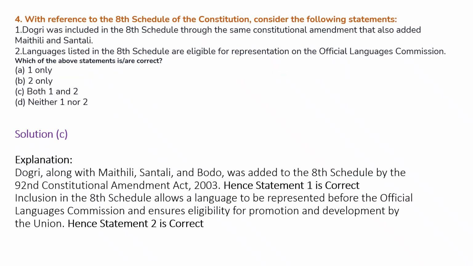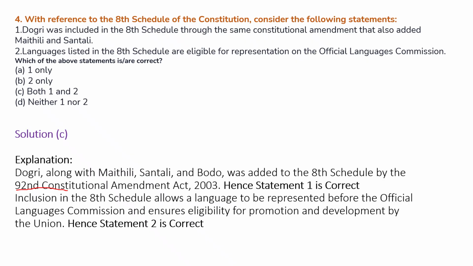So the correct answer for this question is option C, that is both the statements are correct, and Dogri was included in the 8th schedule of the Constitution through the 92nd Constitutional Amendment Act 2003, along with Maithili, Santhali and Bodo. There are 22 languages in the 8th schedule of the Constitution. 14 were there initially, and through different amendments, eight more languages were added.